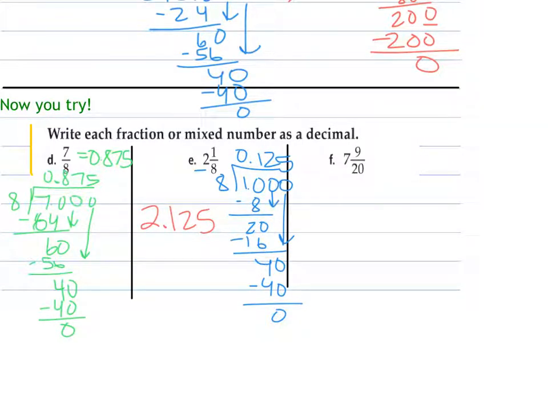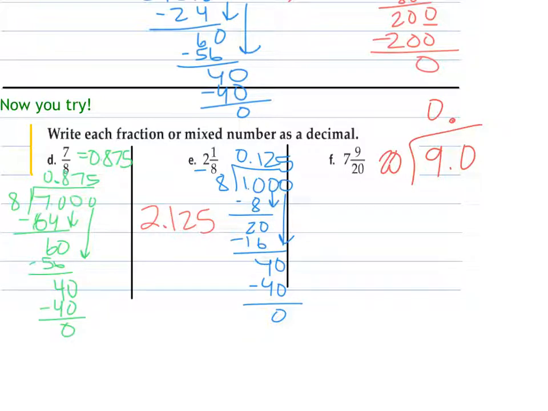7 and 9 twentieths. Again, ignore the 7 for now. Focus on the 9 twentieths. So numerator on the inside, denominator on the outside. 20 goes into 9 0 times. Add a decimal and a 0. Carry your decimal up above.